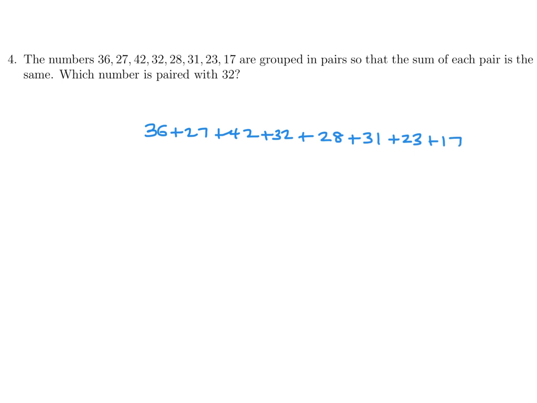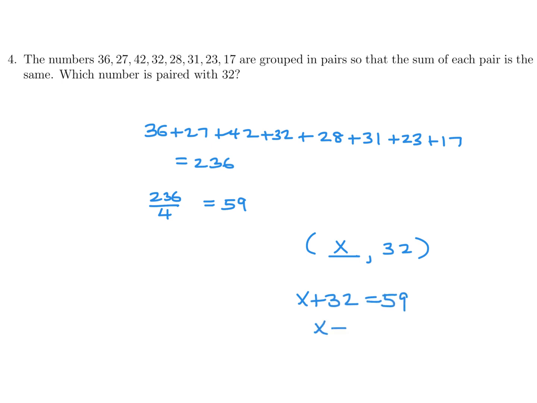So when you add it all up, it's 236. And then when I divide 236 by 4, because there's 4 pairs, it's 59. So that means each individual pair has 2 numbers that add up to 59. So if I have some number paired with 32, let's say that number is x, then x plus 32 will be 59. And that means that x is 27. So this 27 is paired with this 32. And then similarly, other pairs that add up to 59.